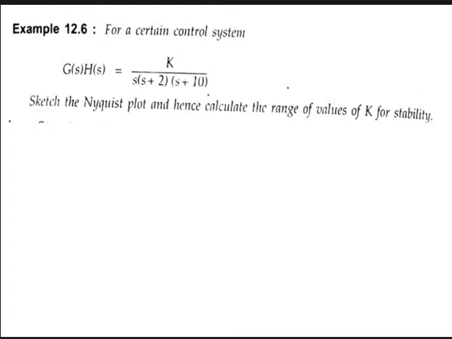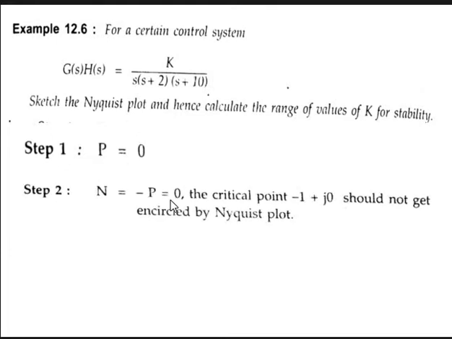So step 1, that is calculation of P, where P is nothing but the number of poles on the right half of the imaginary axis. From the given problem, there is no pole on the right half of the imaginary axis. Total 3 poles will be there. Of the 3 poles, one is on the origin, the remaining 2 poles are on the left half of the imaginary axis, so that P value is 0.